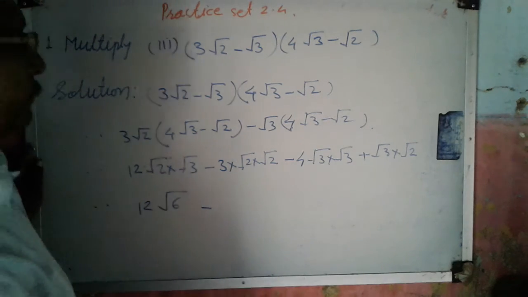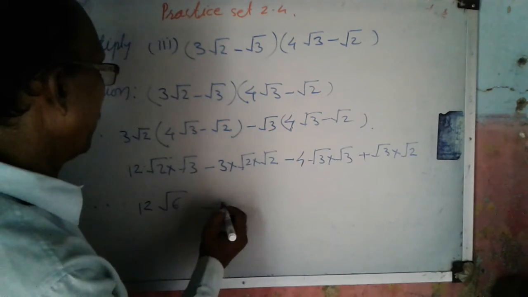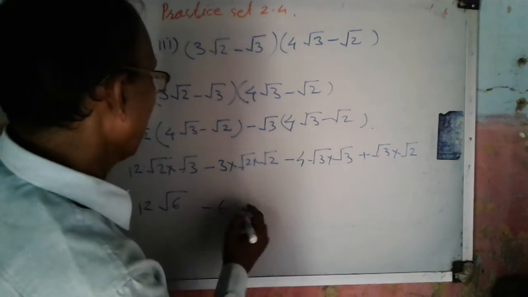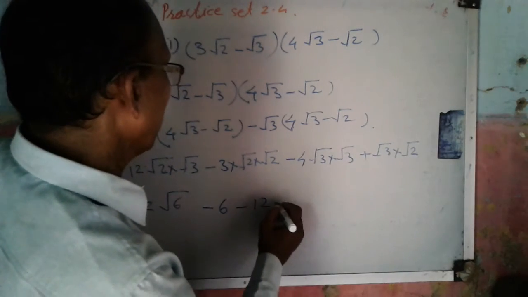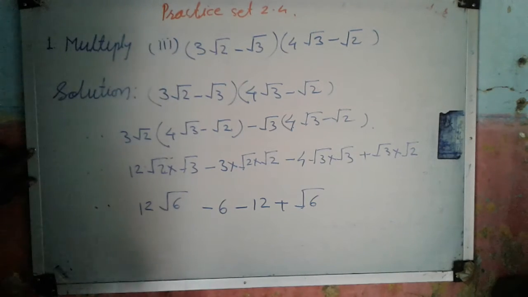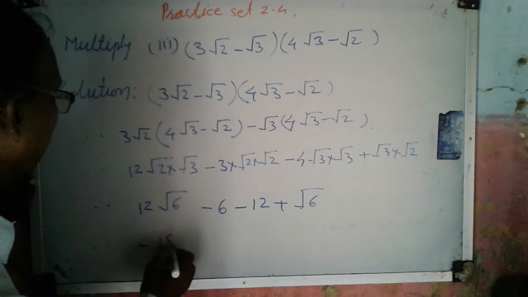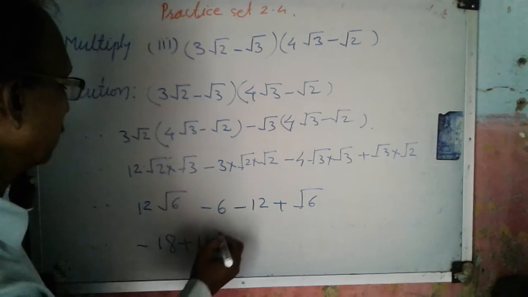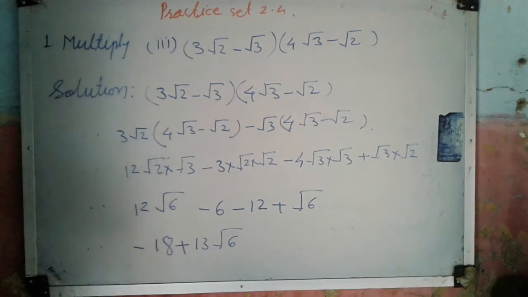Minus, root 2 into root 2 we get 2, and 2 into minus 3 is minus 6. Here root 3 into root 3 is 3, and 3 into minus 4 is minus 12. And root 3 into root 2 we get root 6. Now minus 6 minus 12 we get minus 18, and 12 root 6 plus root 6 we get 13 root 6. This is our answer.